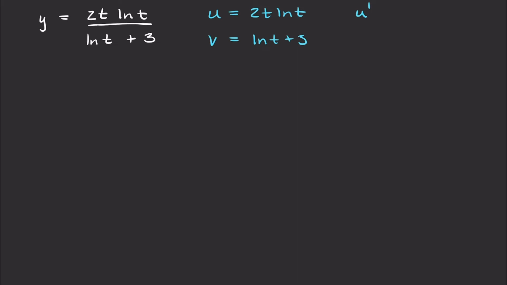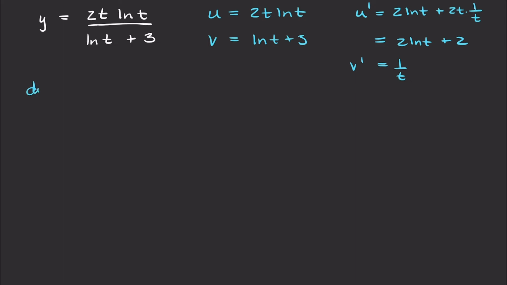So my u prime is going to be the derivative of the first function, which is just 2t, so it's going to be 2 times the second, ln of t, plus the first, 2t, times the derivative of the second, which is just 1 over t. So when I simplify that, I get 2 ln of t plus 2. Okay, so if you need to do that out and take your time, that's perfectly fine. But you get kind of comfortable with the product rule and it's not too bad. And then v prime, the derivative of v, is just going to be 1 over t.